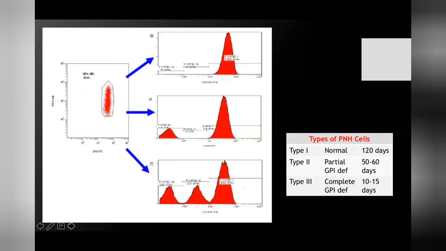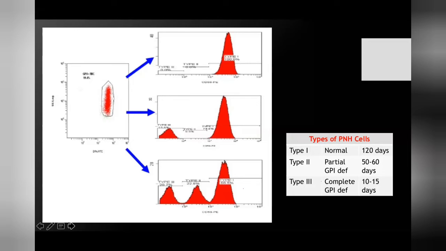Next, please. So for example, this is a dot plot where a certain population of interest has been gated. And these are 3 scenarios which can occur. In the first scenario, we make a frequency distribution plot or a histogram, and we see that the whole cell population expresses a high intensity of CD59, which is expressed on the x-axis. So all the cells are expressing bright CD59. That means PNH negative.